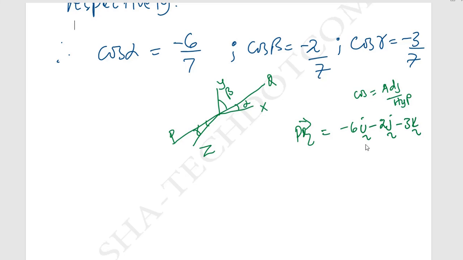So that's why we are saying cos alpha, which is the cos of the angle it makes with the x-axis, is equal to negative 6 out of 7. Likewise, cos beta is equal to negative 2, because you have to move negative 2 units in the y-axis, then the hypotenuse will be the modulus of vector P2, therefore cos beta will be negative 2 out of 7. And likewise cos gamma, which is the cos of the angle it makes with the z-axis, will be negative 3 out of 7.